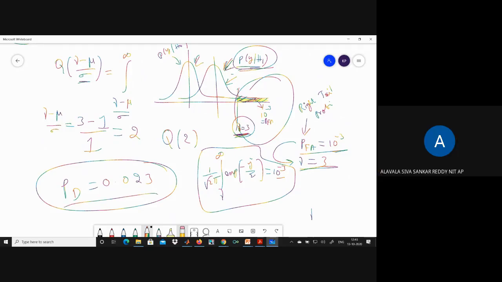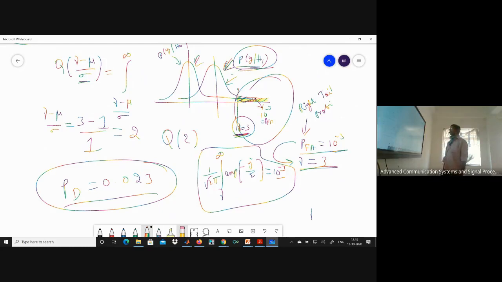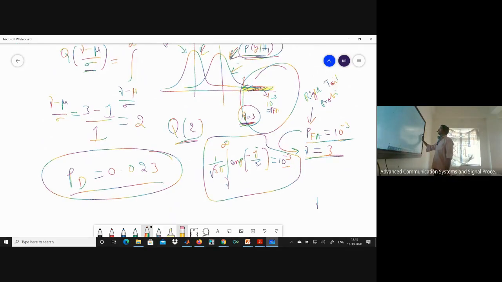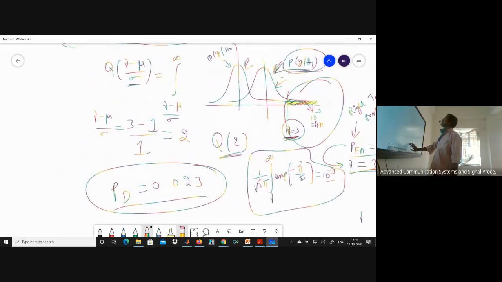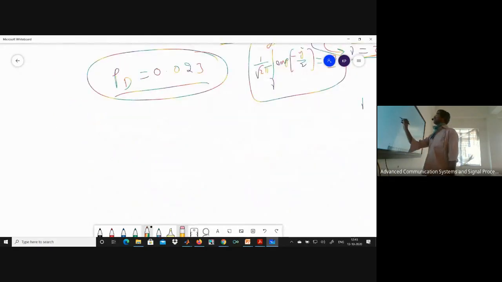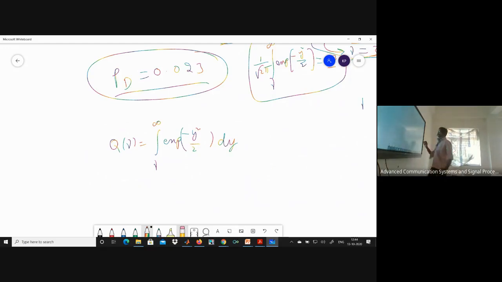Okay, sir. So for that, we are going to use again the Q function. But the actual Q function equation, if you try to remember, Q of gamma is equal to the integral from gamma to infinity of exponential of minus y square by 2 dy. This is the Q function. That means the Q function will give you the right tail probability for a Gaussian distribution, where y follows the normal distribution with mean 0 and variance 1.